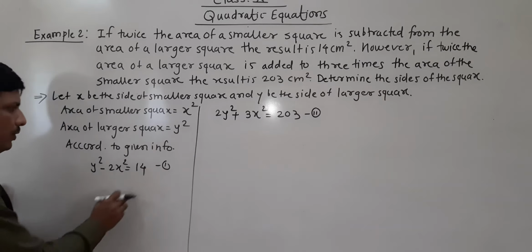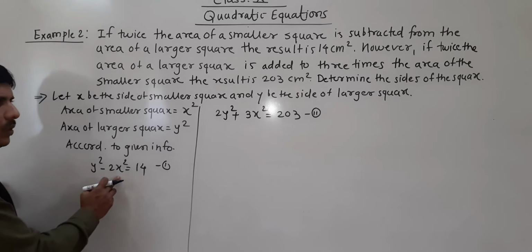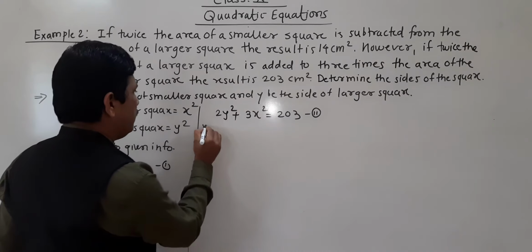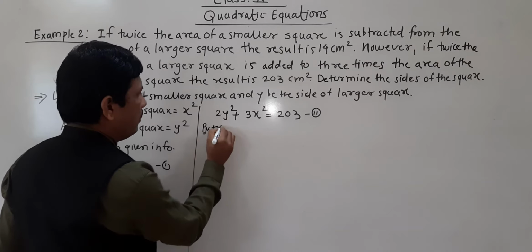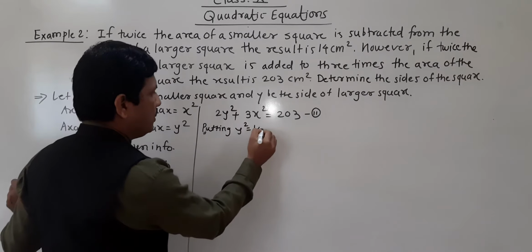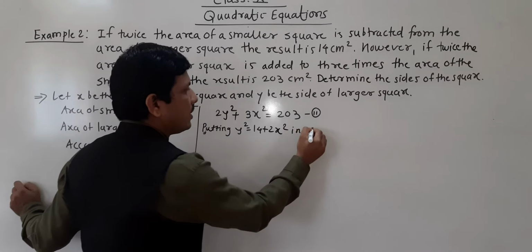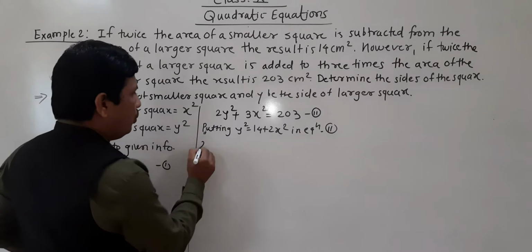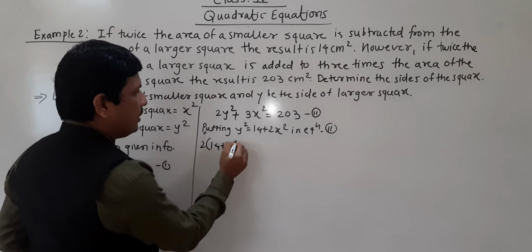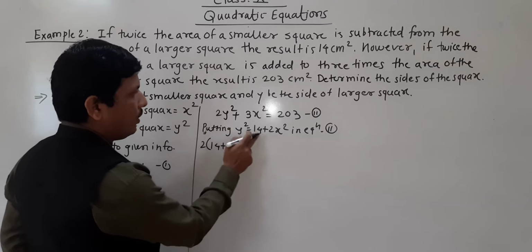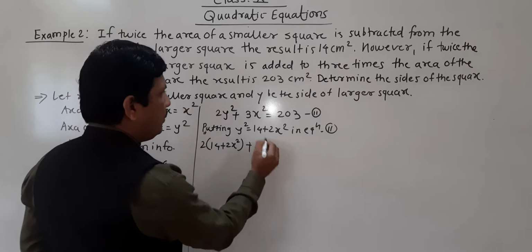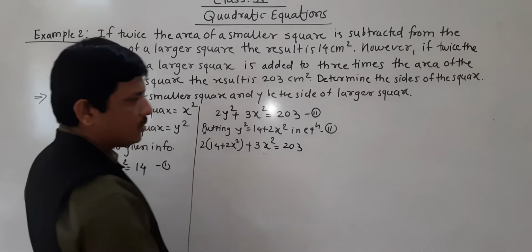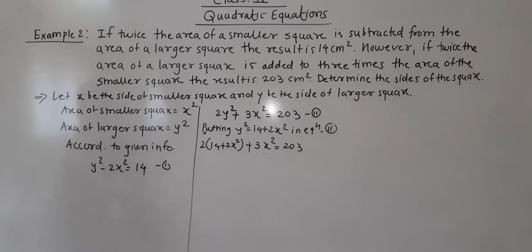See here, from the first equation we can write y square is equal to 14 plus 2x square. So that value we can put here. Understood? So putting y square is equal to 14 plus 2x square in the second equation: 2 into bracket 14 plus 2x square, plus 3 into x square as it is, equals 203. Now we will solve this, then we will get the equation in terms of x.